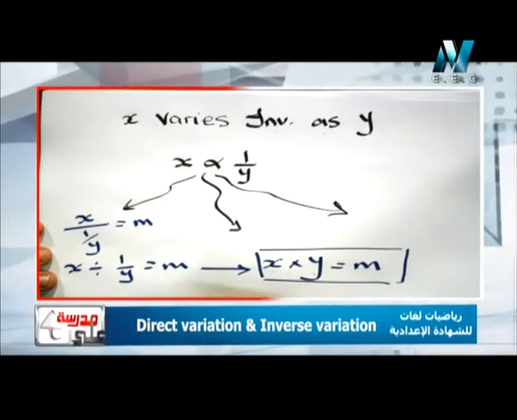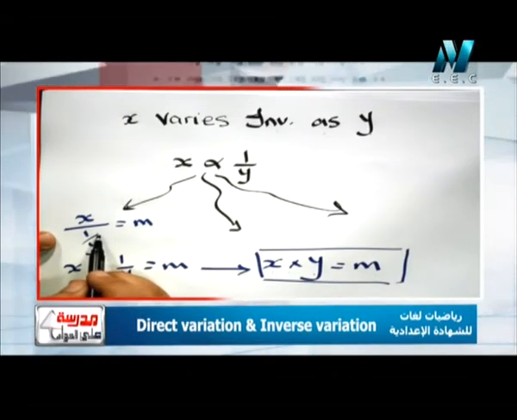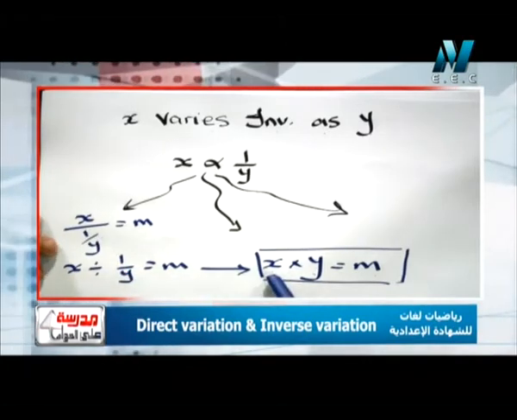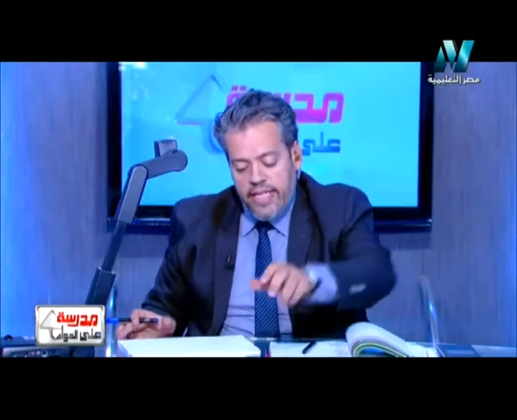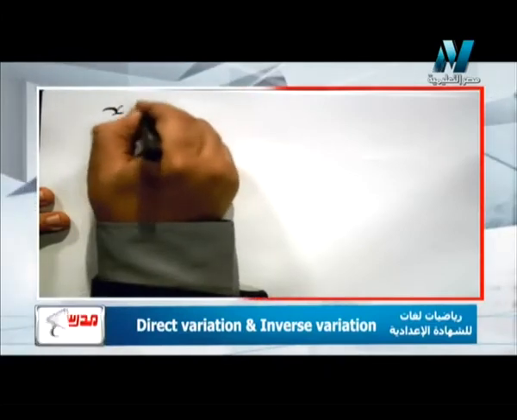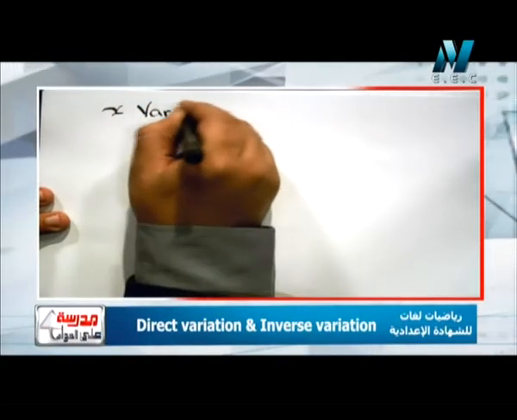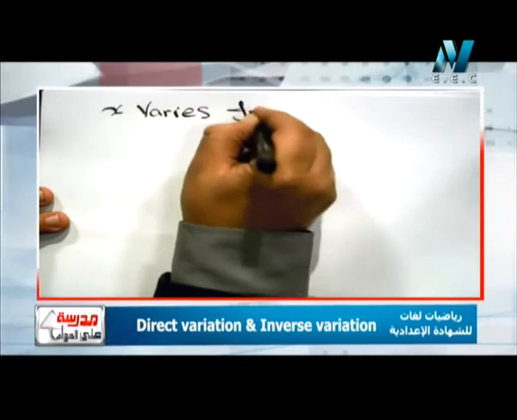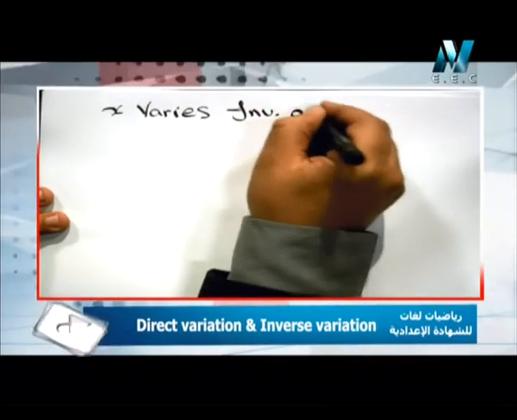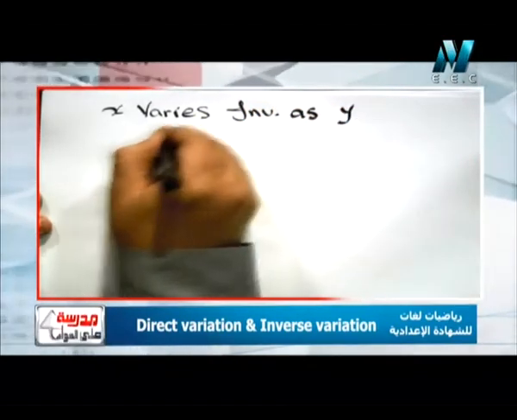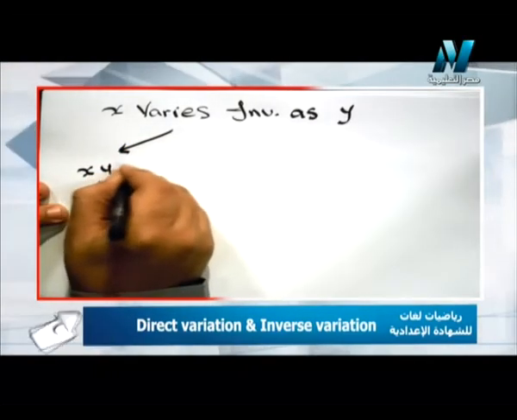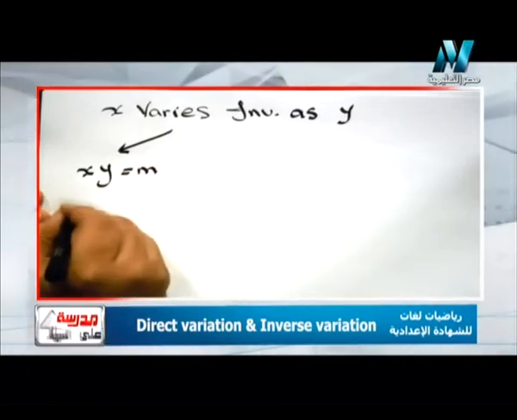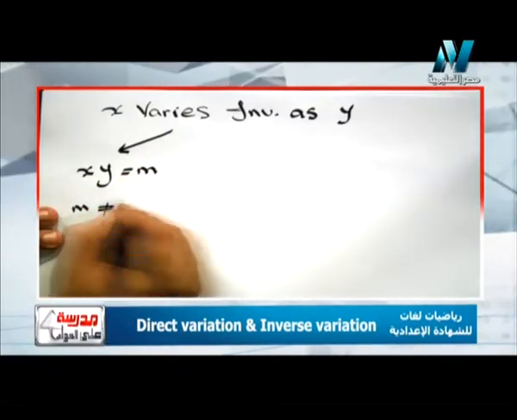الفورم دي جبناها ازاي؟ من الدايركت فاريشن. هايل. طيب إيه ممكن في فورمز تانية؟ طبعا في فورمز تانية انا ممكن اكتب بيها غير ديت. هكتب تاني هنا x varies inversely with y or as y. عرفنا الفورم الأولانية means x times y equals m and m doesn't equal to 0 طبعا.